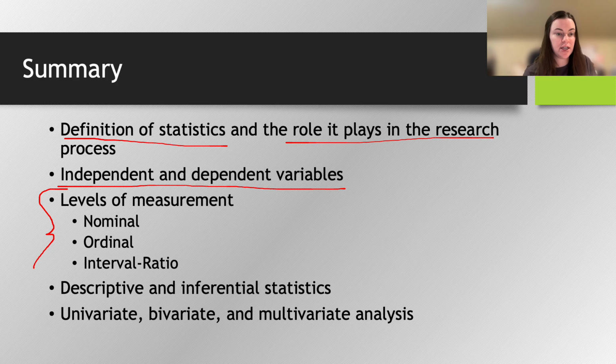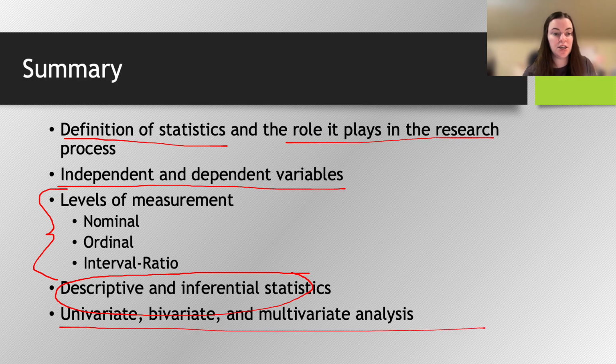Another aspect that we covered is the different levels of measurement. And so can you identify correctly different levels of both nominal, ordinal, and interval ratio level variables? We also covered the difference between describing our data and using it to make inferences. And lastly, we just followed up with our last aspect here of univariate, bivariate, and multivariate analyses. And so again, what I would recommend doing is going back through each of these and making sure that you can answer each of these adequately.